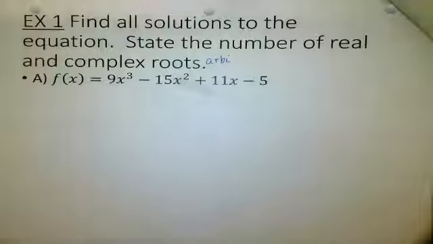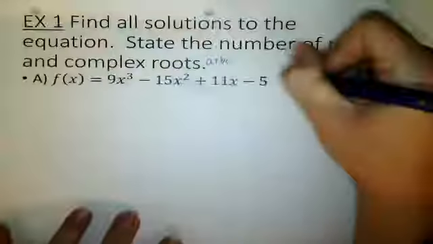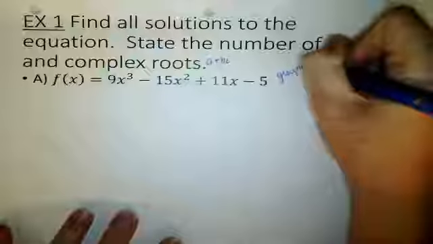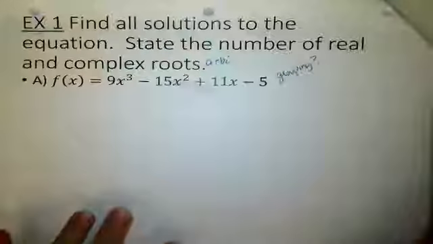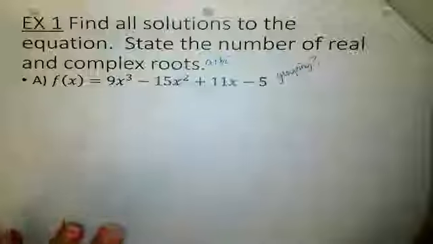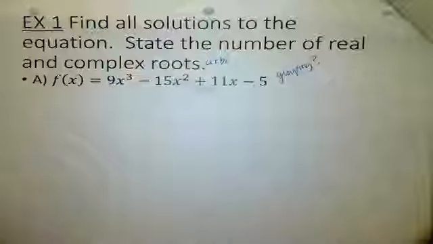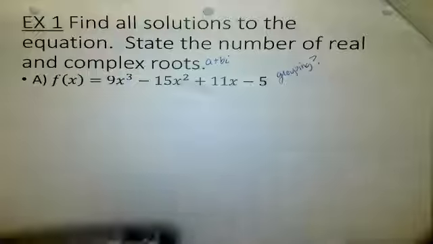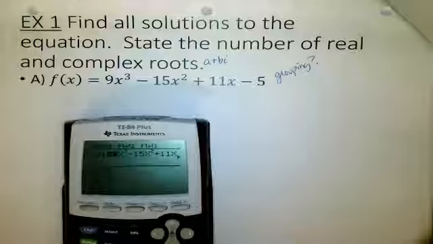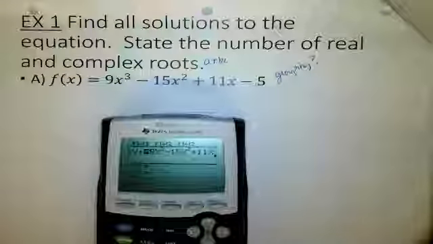So for the first function here, 9x cubed minus 15x squared plus 11x minus 5. It has 4 terms, so I'm wondering if I can do factor by grouping. No. The 11 is really throwing stuff out there. Okay, so since I can't do factor by grouping, then we have to go to our calculator. We're going to go to the calculator and plug that equation in.